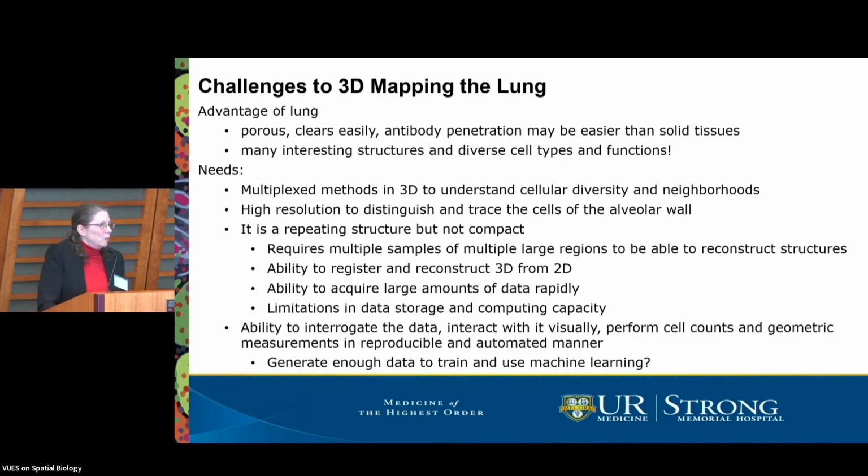We are generating well over 1,000 cores worth of PhenoCycler data over the next 3 months. We need the ability to interrogate the data, interact with it visually, perform cell counts and geometric measurements in a reproducible and automated manner so that we can test hypotheses. And then generating enough data in 3D to train and use machine learning.